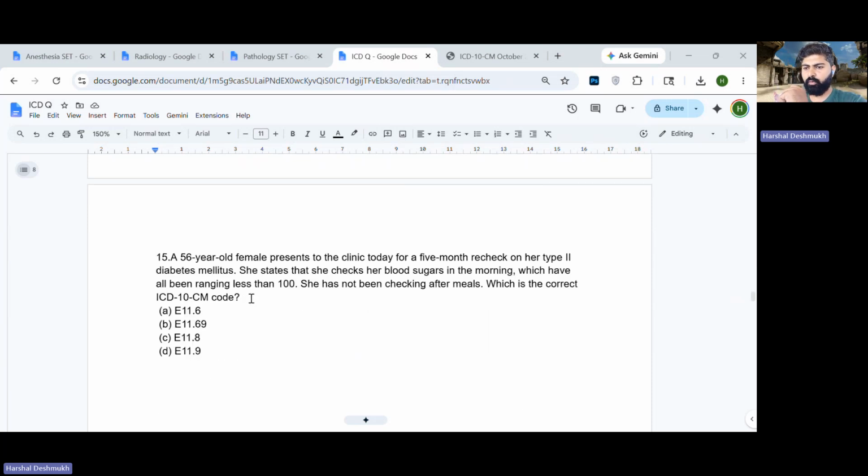A 56-year-old female presents to the clinic today for a 3-month check on type 2 diabetes mellitus. She states that she checks her blood sugars in the morning, which have all been ranging less than 100. She has not been rechecking after meals. What is the correct ICD-10-CM code? There you go. This should be the easier one.